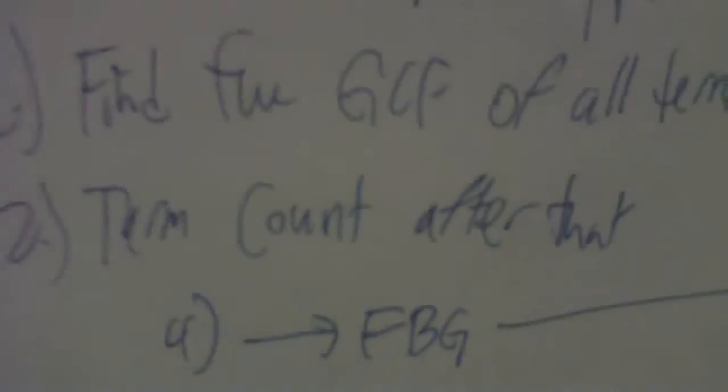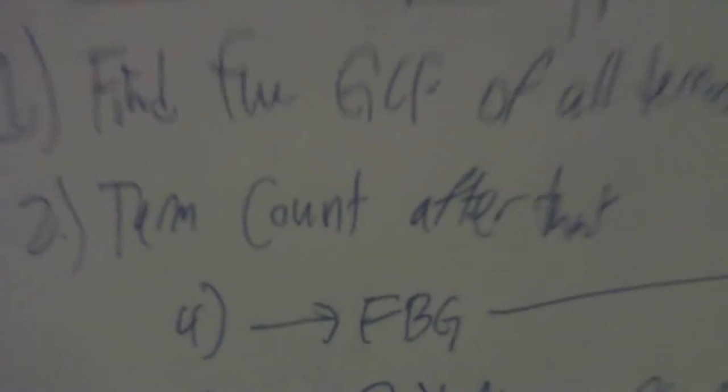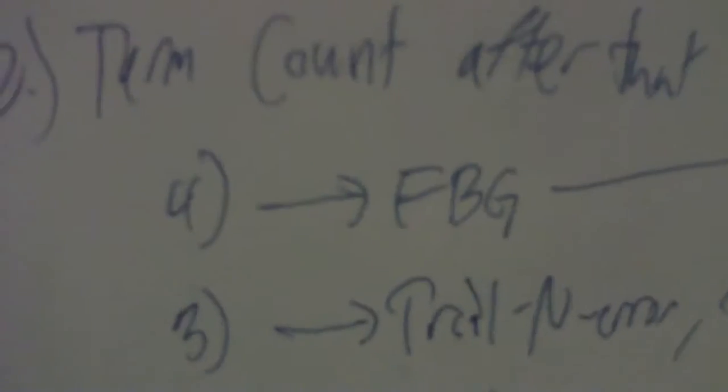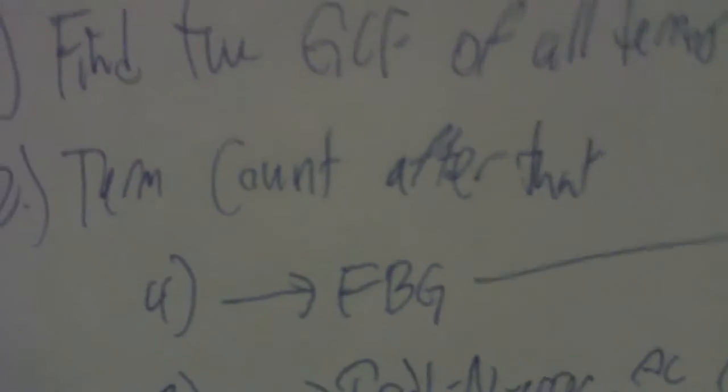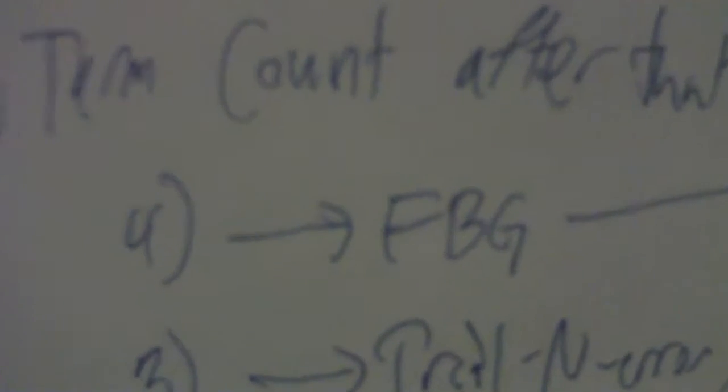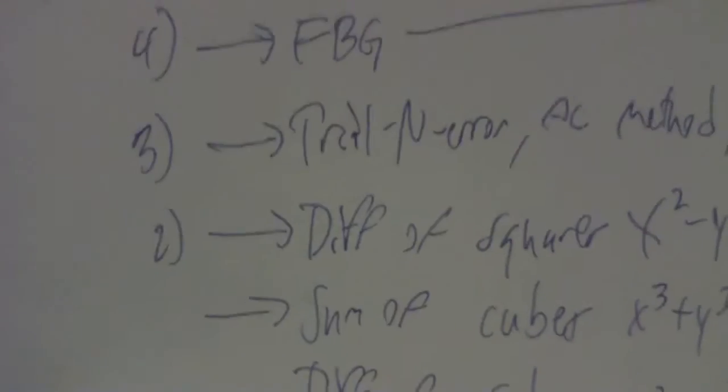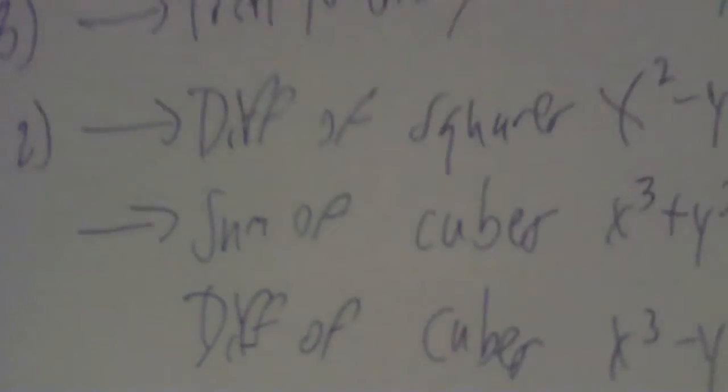Then number 2, after that, do a term count. If it's 4 terms, chances are you have to use FBG, which is factor by grouping, and I'll explain that later. If it's 3 terms, it's going to be the trial and error method or the AC method, whichever method you use. We'll explain both of those a little down the road. Now if it's 2 terms, you have 3 choices, three different directions to go.